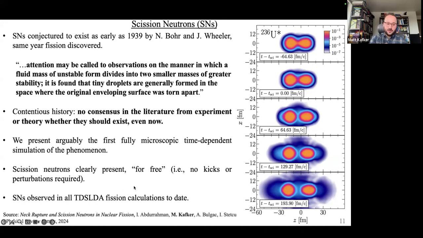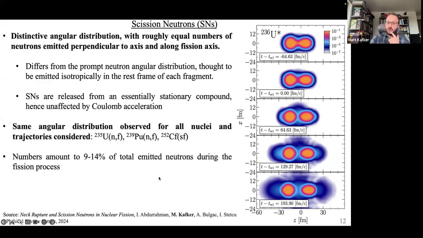And another thing that's worth noting is scission neutrons have been observed in all TDSLDA fission calculations which have been performed to date, and that number is almost 200 at this point. So we've done a lot of fission calculations, and they're present everywhere. Okay, further details about this figure, which are interesting. Hopefully you can see that this has a distinctive angular distribution where, like I said, we have this ring-shaped cloud which appears around the neck, and then we have these longitudinal clouds.